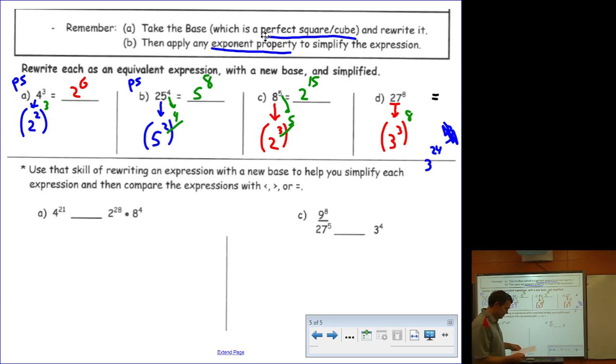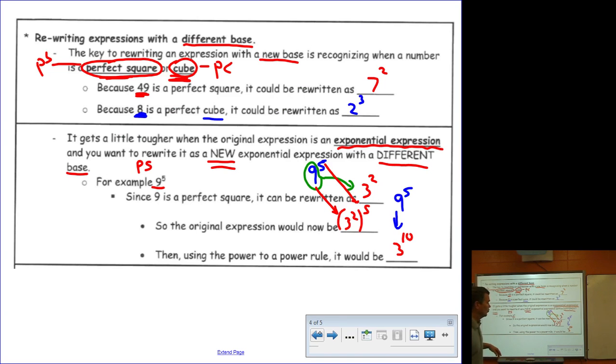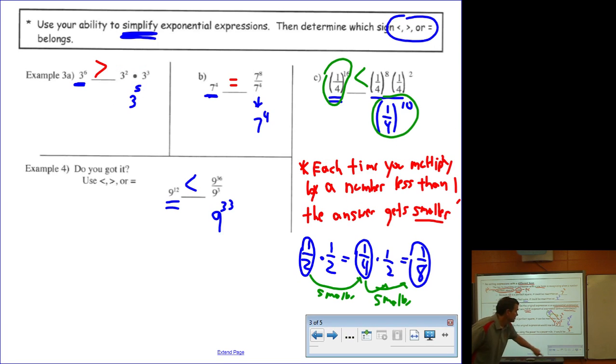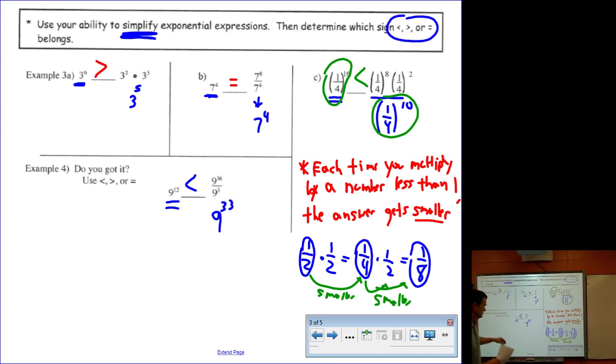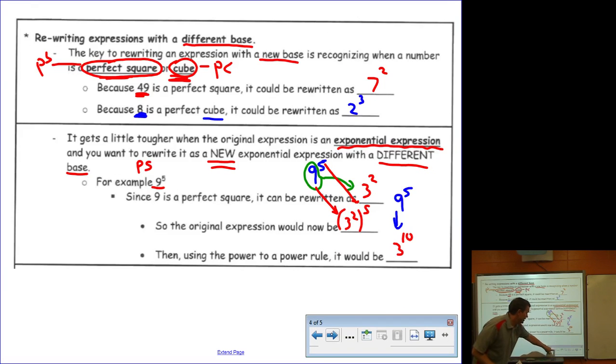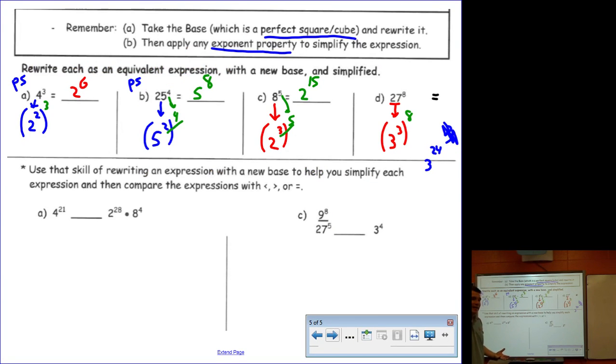All right, we are now going to see how that skill helps us. We're now going to compare expressions, unlike before, where we compared expressions that had the same base, right? They both had a base of 7. Now we're going to compare expressions that do not have the same base. But if you rewrite them properly, they will.